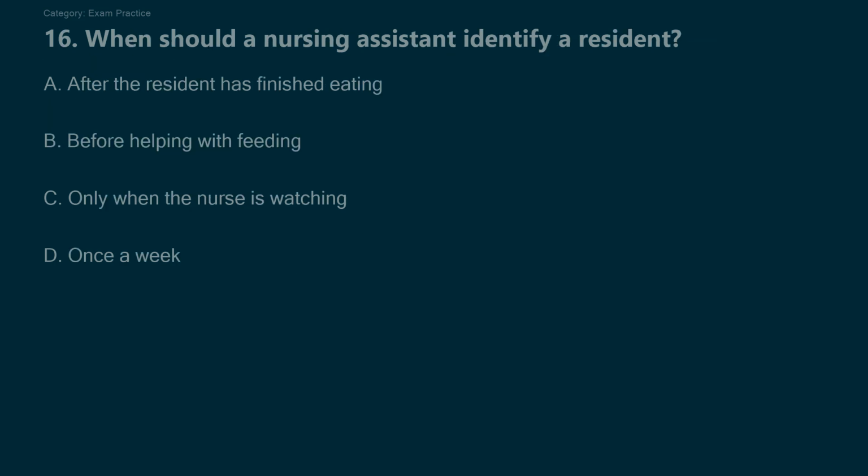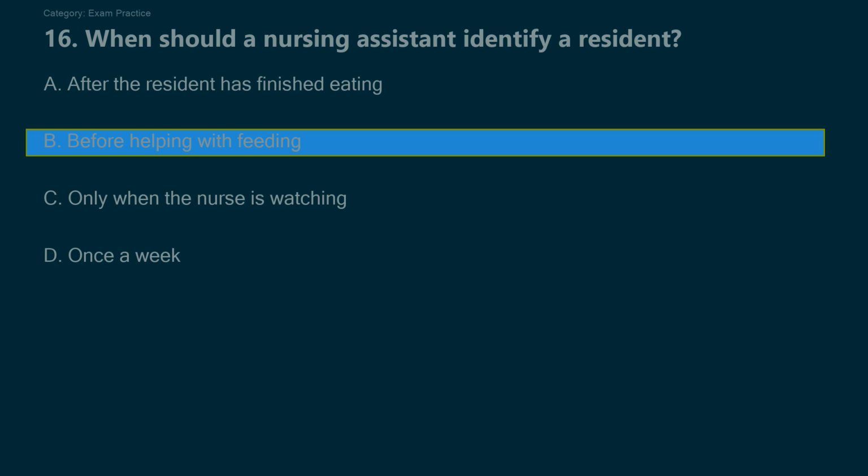Question 16. When should a nursing assistant identify a resident? Option A, after the resident has finished eating. Option B, before helping with feeding. Option C, only when the nurse is watching. Option D, once a week. The correct answer is option B, before helping with feeding.